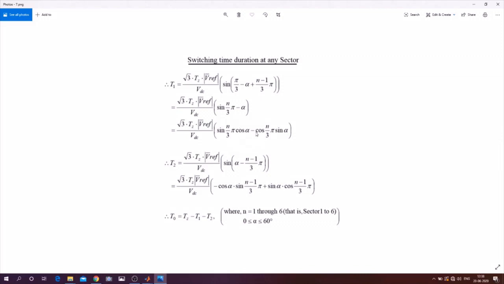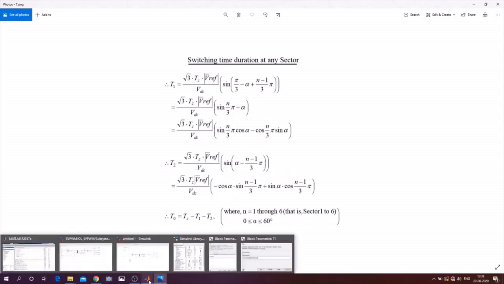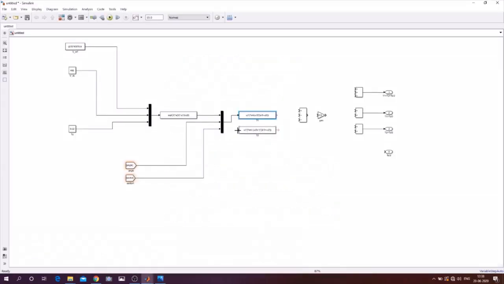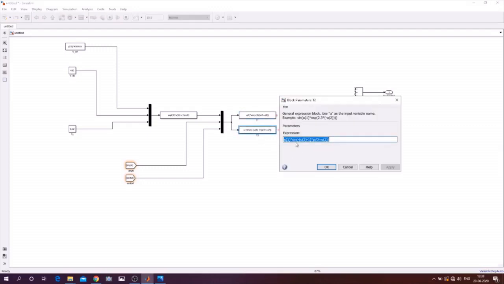So I have taken the reduced formula. I have used this formula. Here the bracket will be here, sine n pi by 3 minus alpha, the bracket will be here after this sign. I have used this formula. Likewise for T2 also I have used this formula. Okay. And U1 will be multiplied and then sine this one minus 1 pi by 3 plus U2.